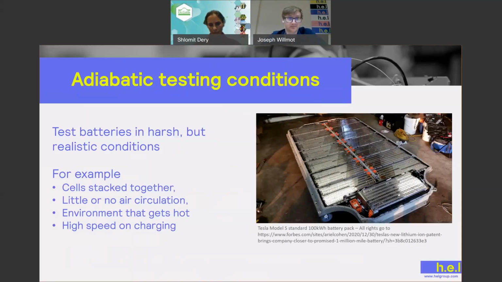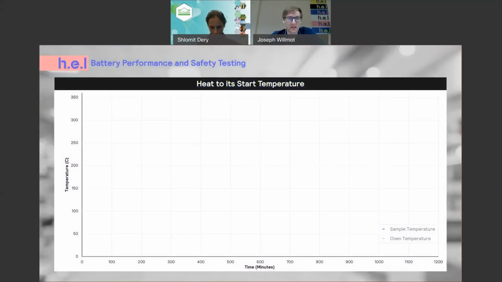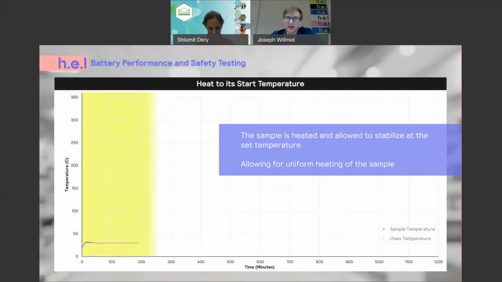So to do the adiabatic testing, the most common way to test them is with a heat rate search test. To go through how this testing is carried out, you would place your sample into your adiabatic calorimeter and heat up to your start temperature. This allows any thermal difference in your sample, in your battery, your cell, your battery pack, to even out. You want it all homogeneous. You want it all at the same temperature.